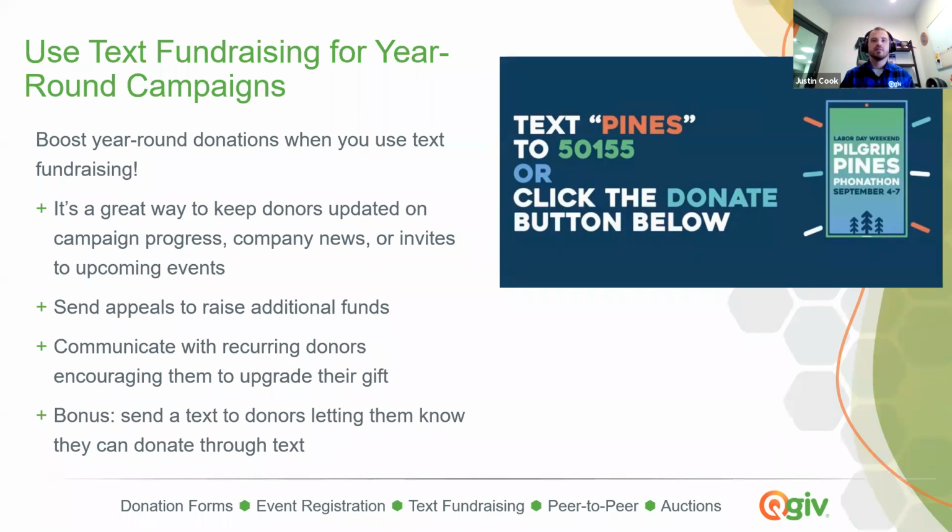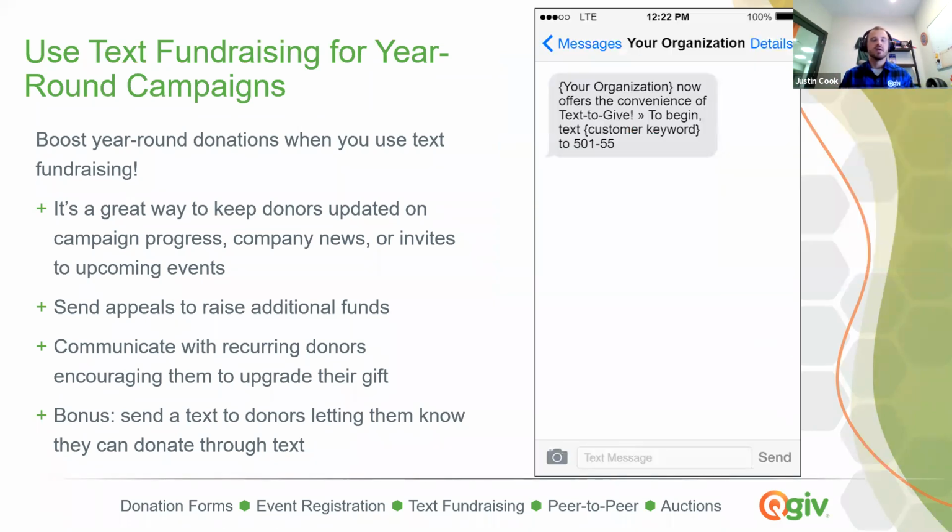And for a bonus, you can send out a text to donors, letting them know that text to donate is an option. This is a big miss on some organizations that do implement text fundraising: they just don't let their donors know that this is an option. A simple text such as this, saying our organization now offers the convenience of text to give with the keyword included and the text to donate number, goes a very long way for your organization to build awareness and to let donors know that that's an option.